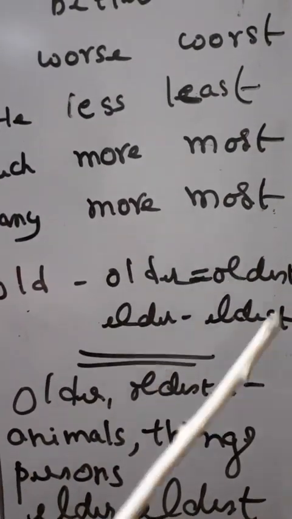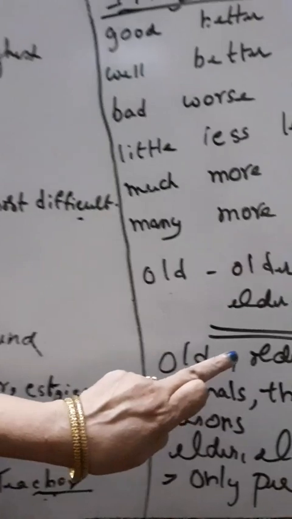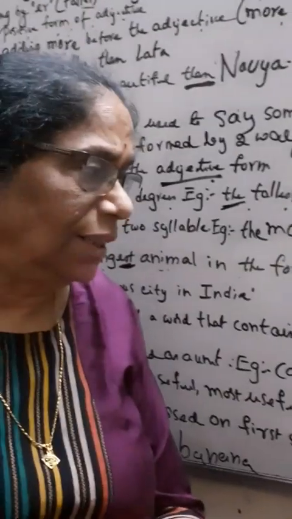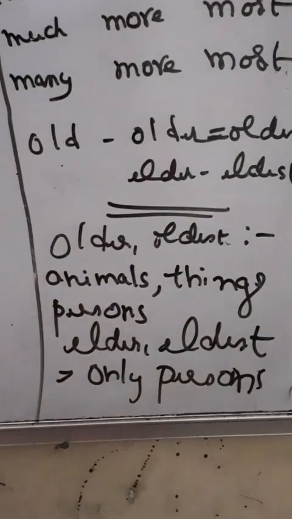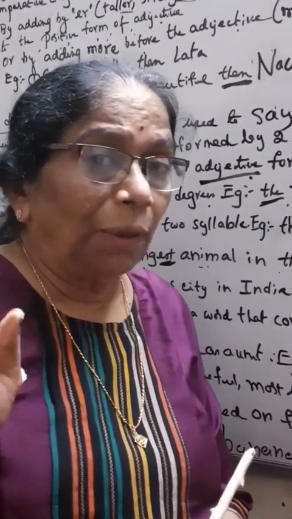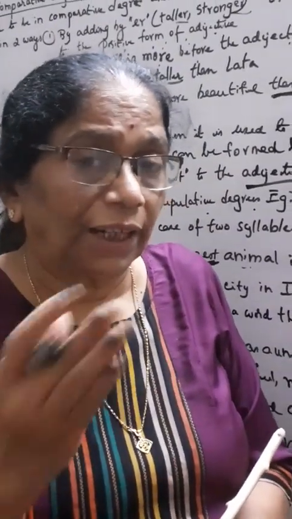Old, elder, eldest. Now I have to tell you one rule here. Whenever we use older, oldest, we can use it both for animals, things and persons. But when we use elder, eldest, we use it only for persons. But we should remember one thing, we should not add than after elder.